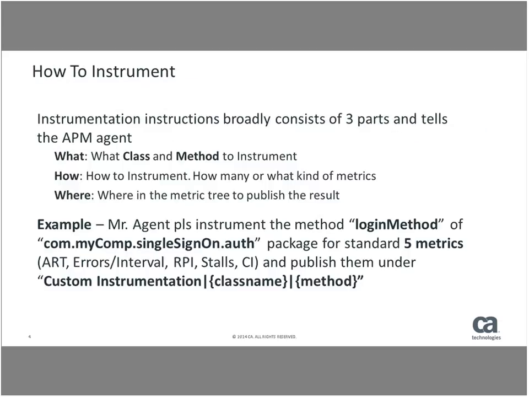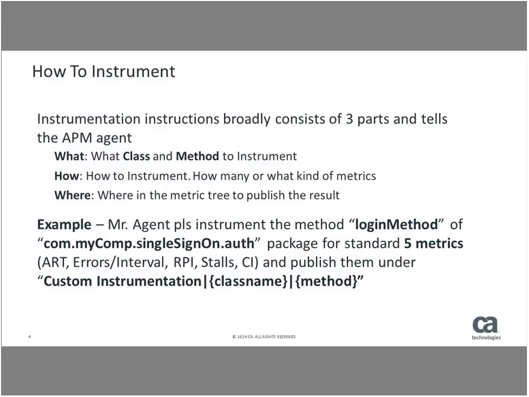Once you identify that you're not getting the visibility from the out of the box instrumentation, and you decide to get into custom instrumentation, what do you do? Before we get into how to do it, let's understand the various pieces of custom instrumentation. Custom instrumentation consists of 3 parts. The first part is what do you want to instrument, what class or method. That's the first part.